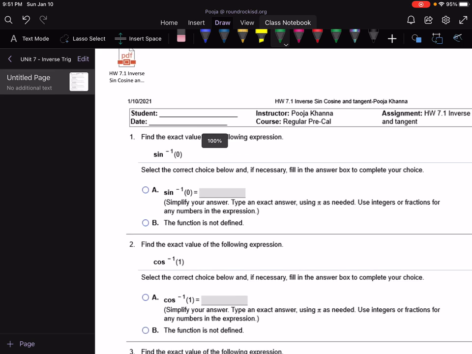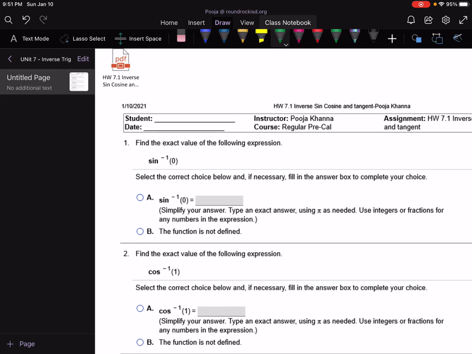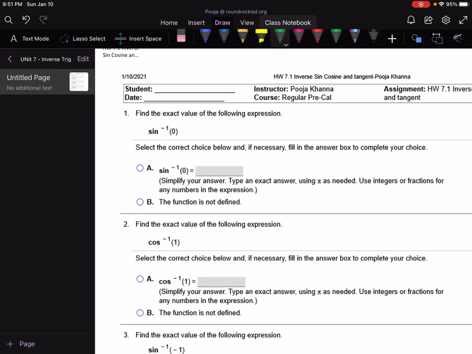Let's begin. This is the homework for Math Excel. First question, this is all inverses, not the regular ones. We already did regular trig functions. Now we're talking about their inverses.